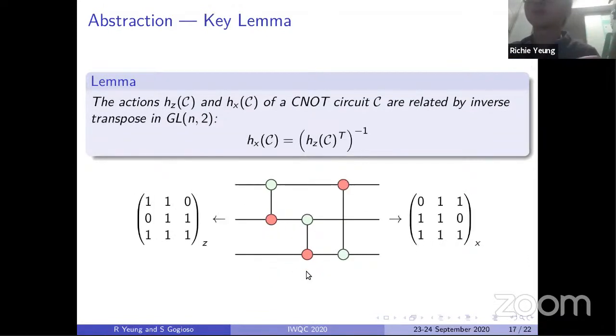So here's a CNOT circuit with multiple CNOTs, and this is the action on the Z phase gadgets. And if you take this binary matrix and take the inverse transpose, you would obtain the action on the X basis, which is the binary matrix here on the right. And if you look hard enough, you can see that this is correct. And the proof is relatively simple. You kind of do it based on the CNOTs.